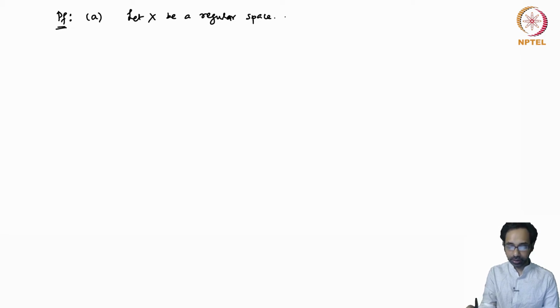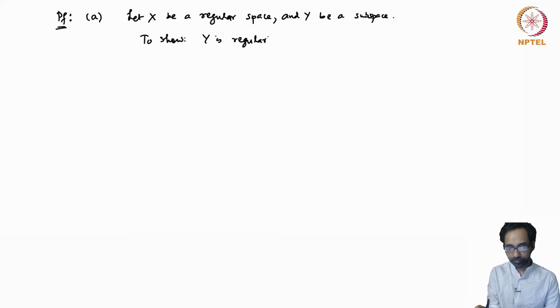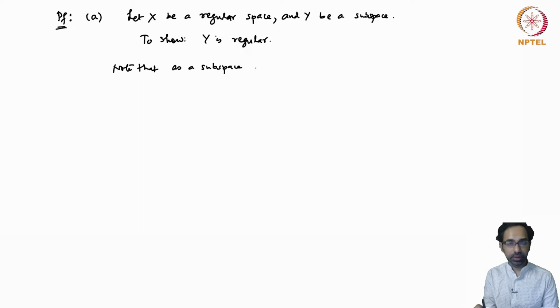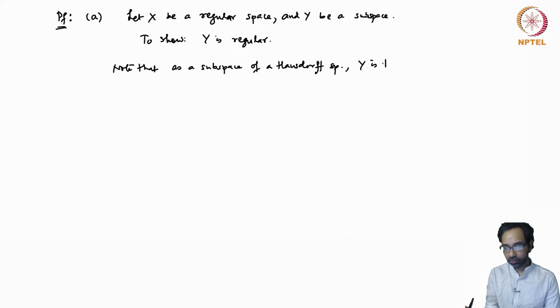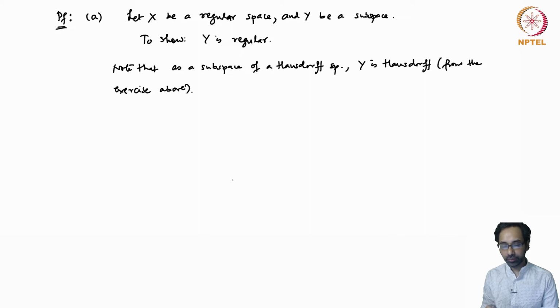So let X be a regular space and Y be a subspace. So we have to show that Y is regular. So note that as a subspace of a Hausdorff space, since X is supposed to be regular, it is already Hausdorff. So Y is Hausdorff. This is from the exercise above that I gave. And so we just have to show the separation property for a point and a closed set.